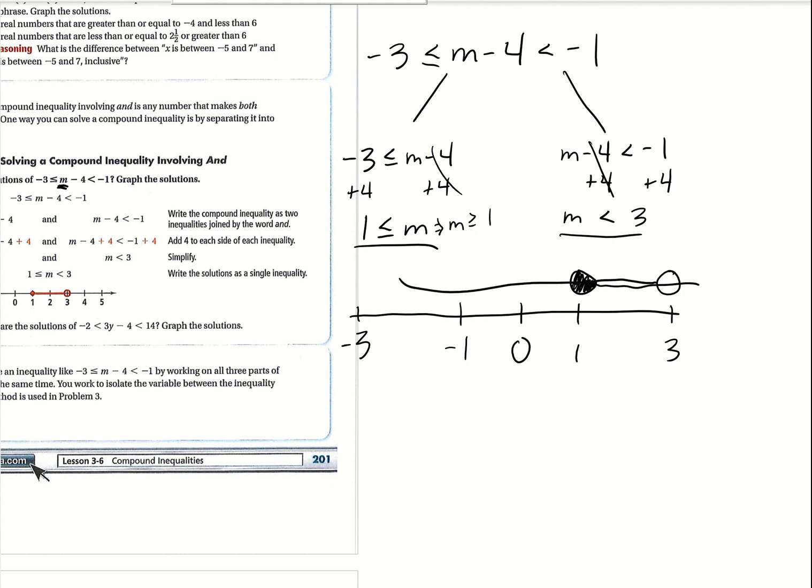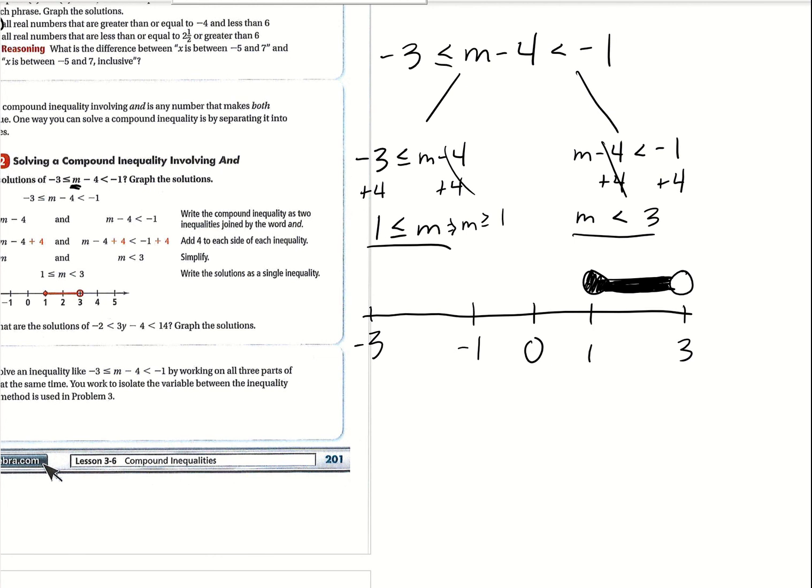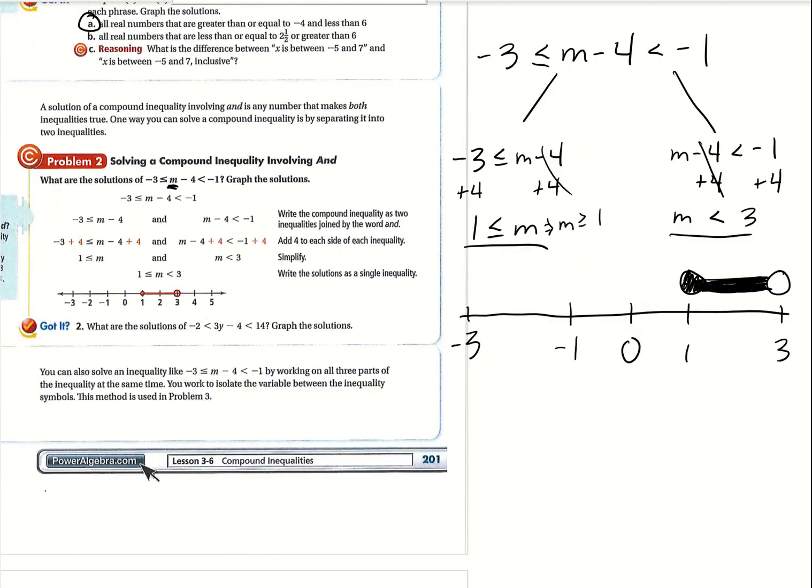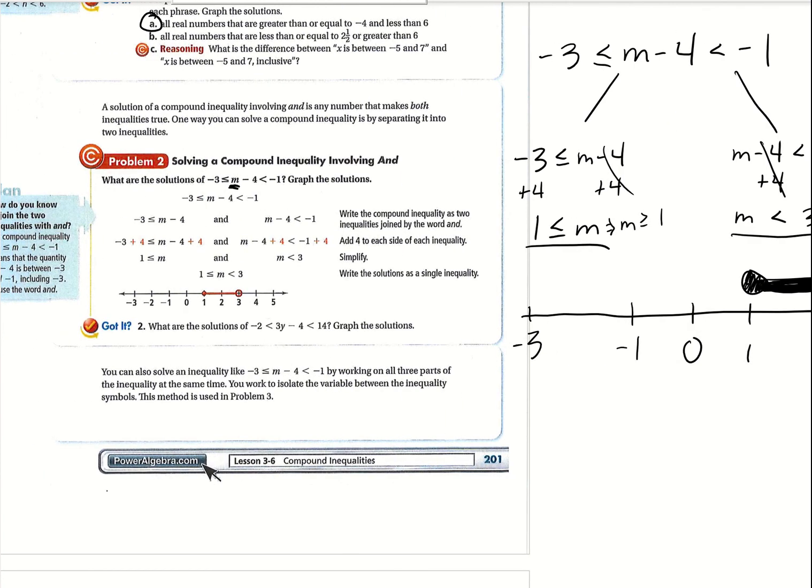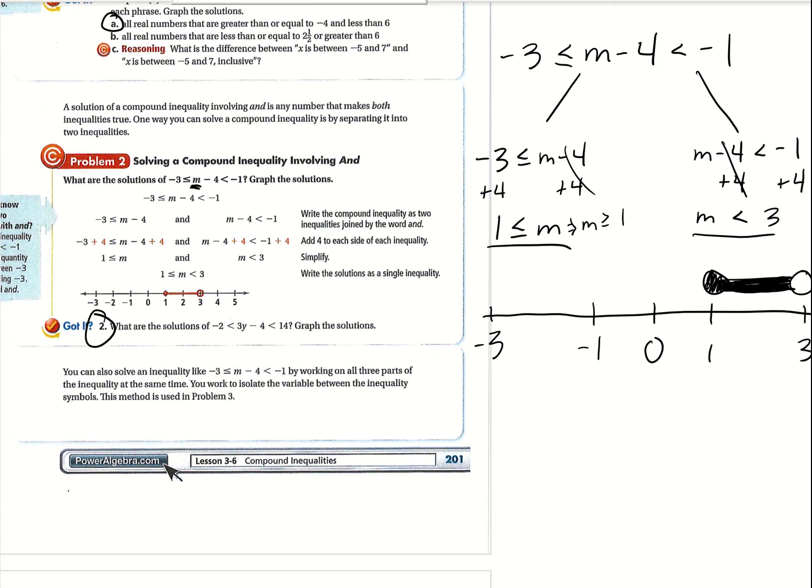All right. Next, I'm just going to shade in the overlap. All right. Erase the original. And there we go. That's our graph for this one. Okay. Go ahead and try got it problem 2. Try to do that one on your own.